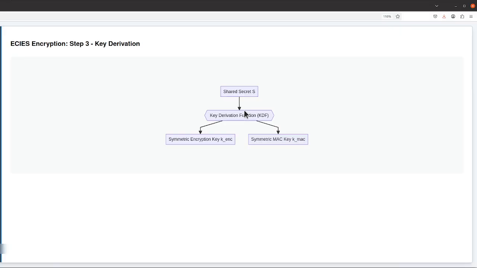ECIES encryption. Step 3: key derivation. The shared secret S is a point on the curve, not a key that's ready to be used. So, Alice passes the x-coordinate of S through a key derivation function, or KDF. The KDF is a cryptographic algorithm that stretches and splits the secret into two new, independent symmetric keys: a key for encryption, let's call it K_ENC, and a key for authentication, let's call it K_MAC.